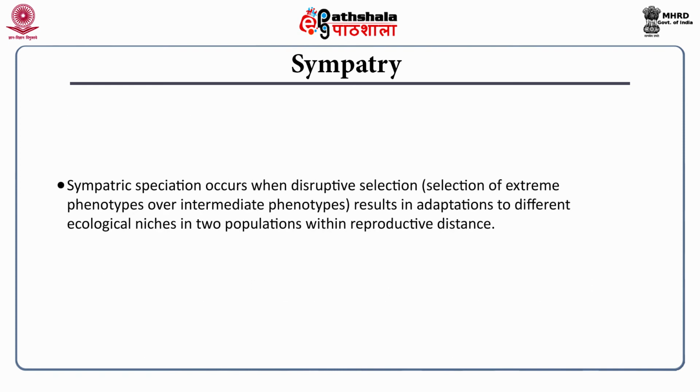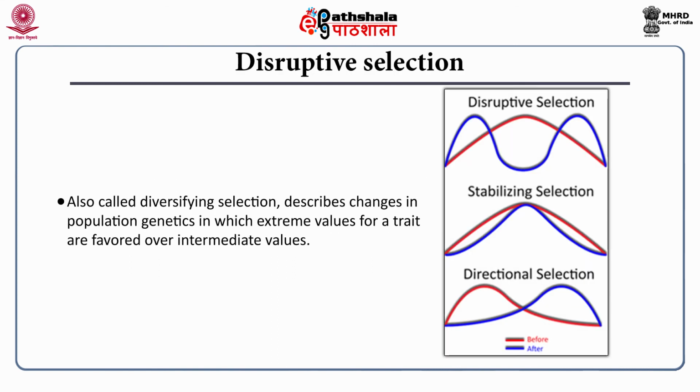Sympatric speciation occurs with disruptive selection. So, what is disruptive selection? It is selection of the extreme phenotypes over the intermediate phenotype. It is like either too tall or too small, not really intermediate, and that kind of selection results in adaptations to different ecological niches in two populations within the reproductive range. Here there is no external barrier, but because of disruptive selection, members are selected for extreme values of the Gaussian curve, either too left or too right, not right in the middle.